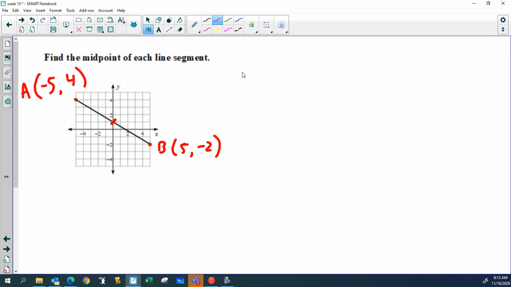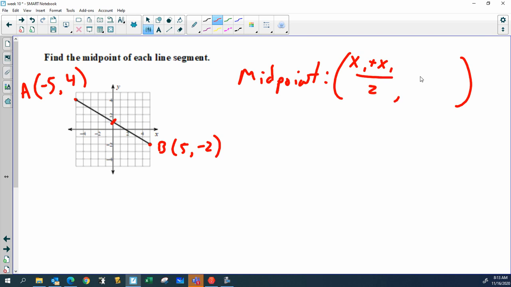Now, in order to find the midpoint, what we want to do is we want to average the x's and average the y's. So the formula is your first x value plus your second x value divided by 2 as your first x value of the midpoint. Your y value is going to be the y1 plus the y2. This one should be an x2 here, sorry about that. So your 2 y values added up and divide by 2. This is finding the average of our x's and the average of our y's.